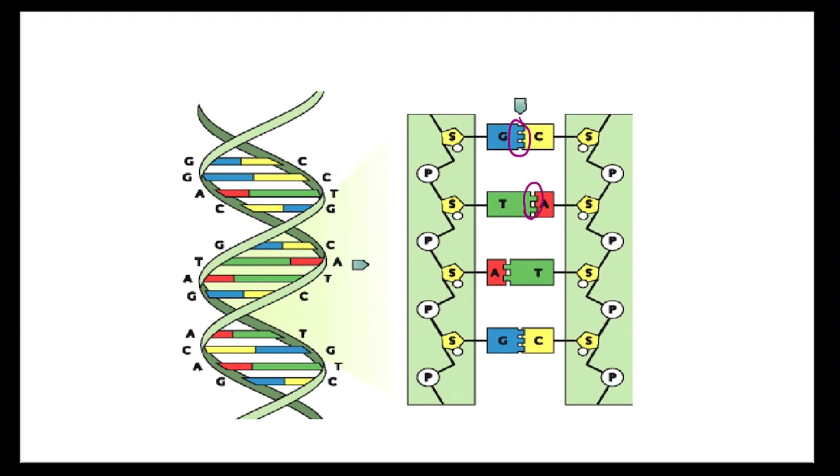Each base is attached to the sugar in the backbone, never the phosphate, which is symbolized by the P here. The phosphate pairs the 2 sugars together, so it sits in between each sugar. And this is what forms our sugar phosphate backbone of DNA.